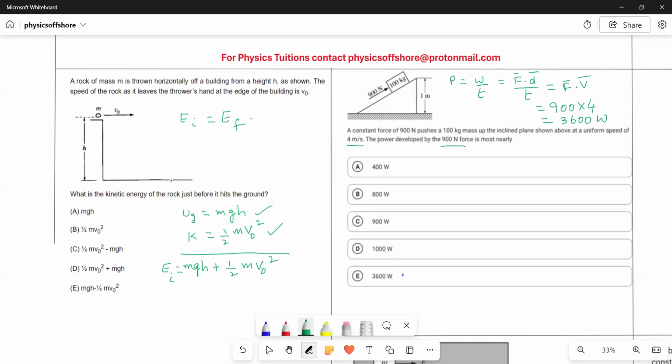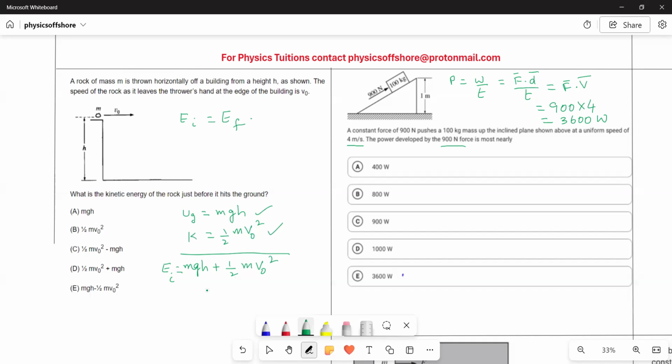Just before touching the ground, the potential energy becomes almost zero. By the time it touches the ground, the potential energy becomes zero. And then, of course, the total energy of the system becomes zero because it is coming to rest. But just before touching the ground, the object has only kinetic energy, the entire energy is kinetic energy.